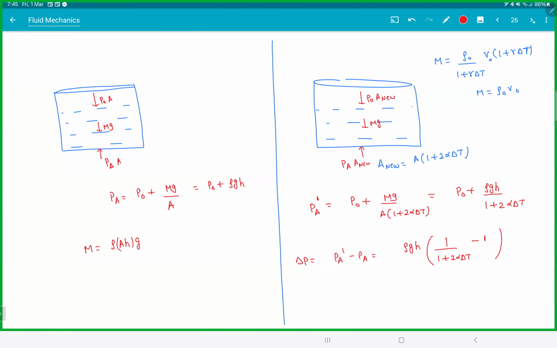You just need to see in terms of mass, it will be easier to see. Only the base area will change. So this answer is independent of gamma of the liquid. Do have a look at this thermal expansion and fluid mechanics.